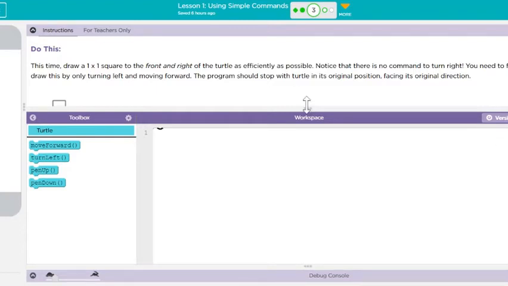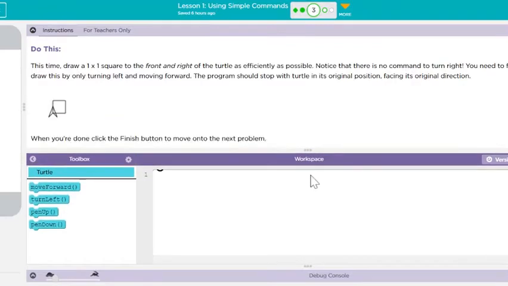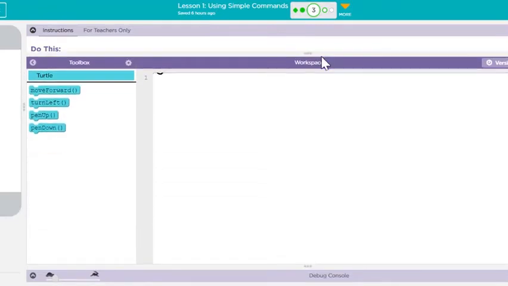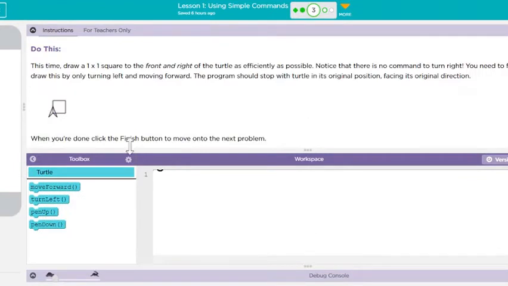If we take a look at the instructions, and once again, I always like to move my workspace as I need to and move my instructions as I need to. So right now I'm looking at the instructions. They want me to draw this 1 by 1 square. Take a look at where the turtle is at the end and take a look at where the square is. So I'm going to first start by moving forward, and then I'm going to turn left 3 times.